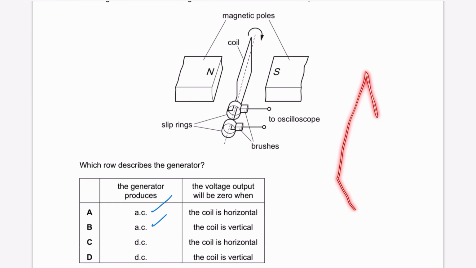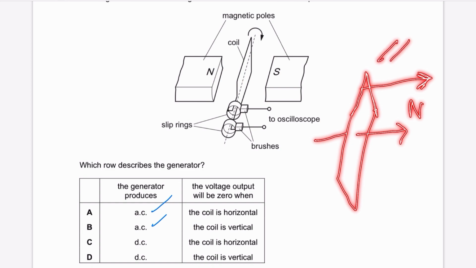It's vertical and the magnetic field is moving through. This is the magnetic field. It's moving through the coil. But the current, or the electrons inside the coil, their direction of movement is also towards the right. So the movement direction of the electrons inside the coil and the direction of the magnetic field are parallel.